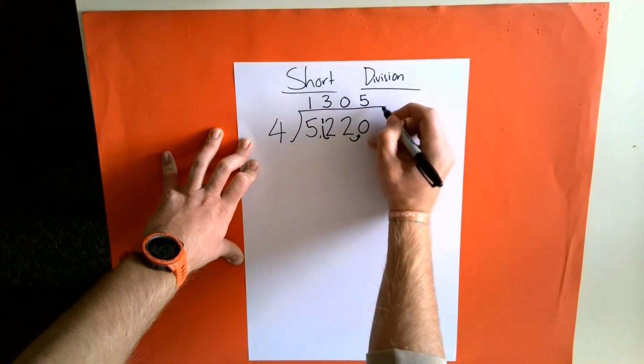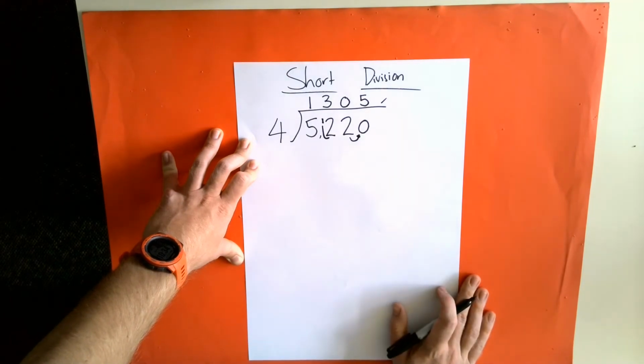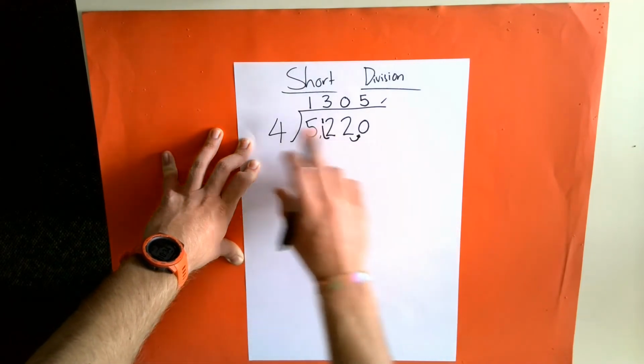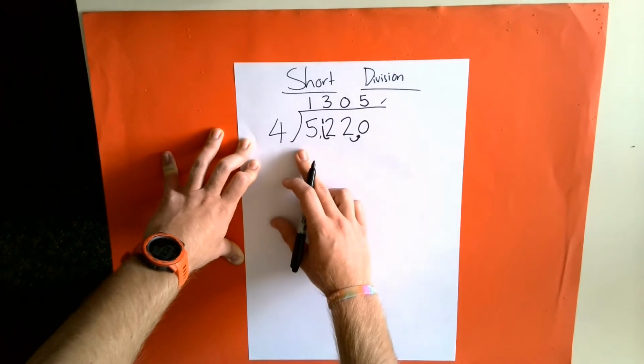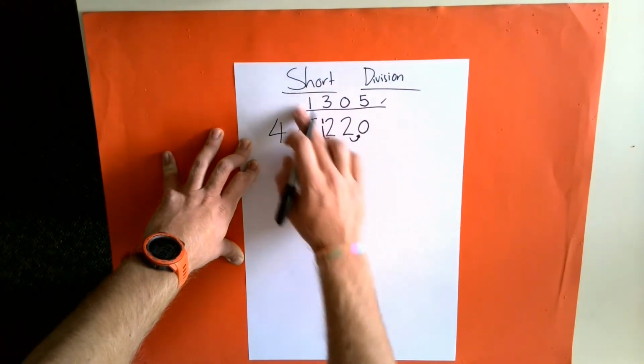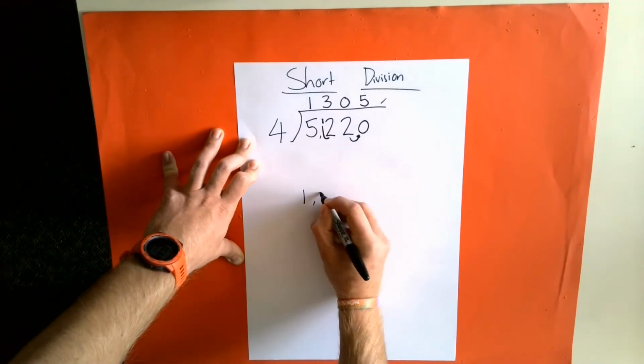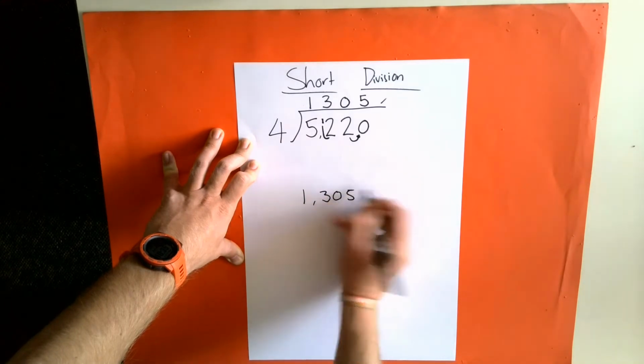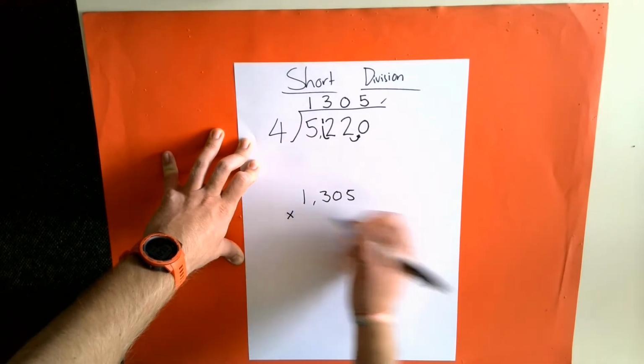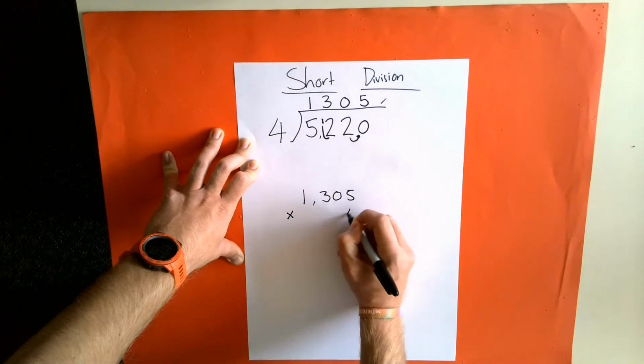Now we've got our answer, we can check that by doing the reverse method. The opposite of division is multiplication. So I'm taking the answer we think is correct, 1,305, and we're going to do the opposite of division, which is multiplication, and we're going to times it by 4.